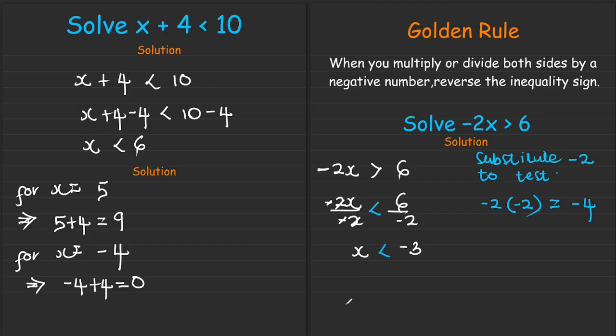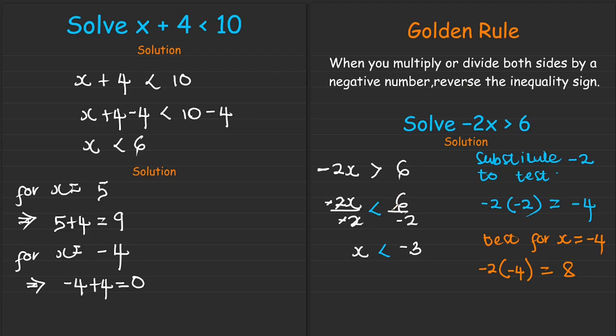Now let's substitute another number which is less than negative 3, so we see if it will actually work. So let's take a number that is less than negative 3, and that is negative 4. So testing for negative 4, we have our negative 2 into bracket the x, which will now become a negative 4. And evaluating this, we have an 8. Now, is 8 greater than 6? Yes, it is. And that is all this rule is saying. So anytime you multiply or divide by a negative number, just change the inequality sign and you are good to go.